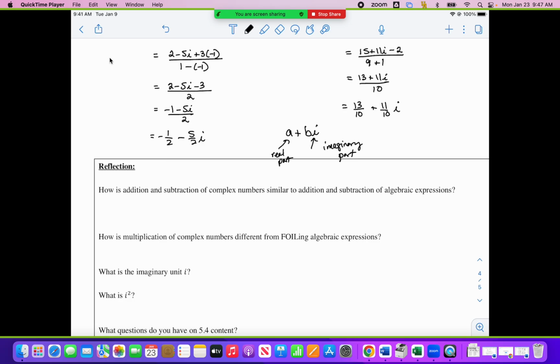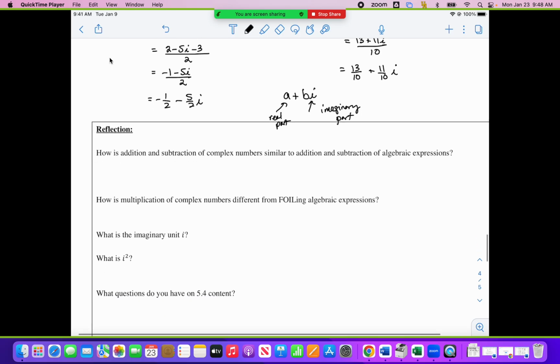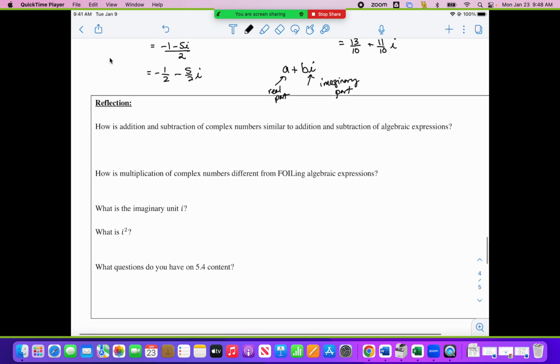All right, so what I want us to do is a reflection here. Write down on your own: how is addition and subtraction of complex numbers similar to addition and subtraction of algebraic expressions? How is multiplication of complex numbers different from FOILing an algebraic expression? What is the imaginary unit i? What's i squared? And then what are any remaining questions you might still have?